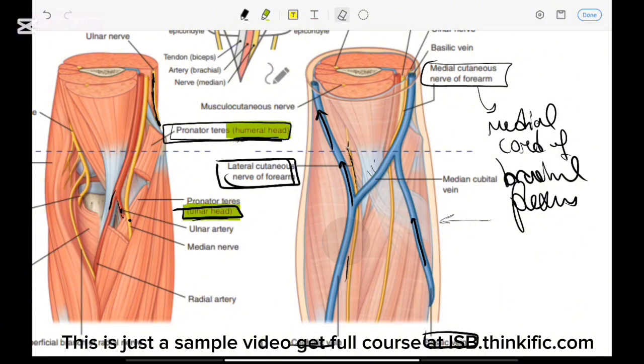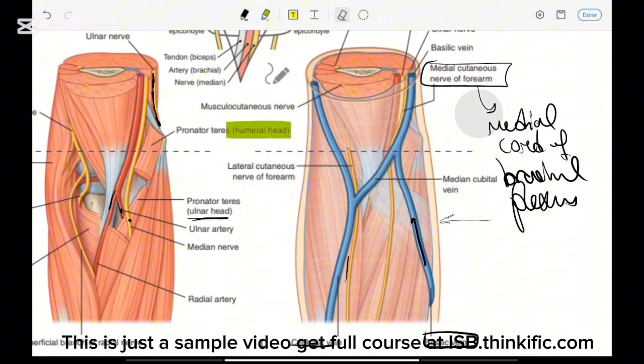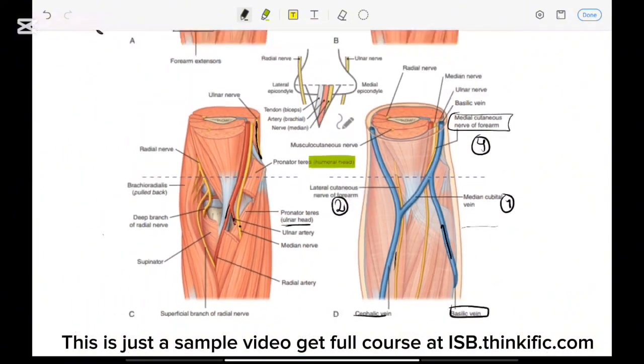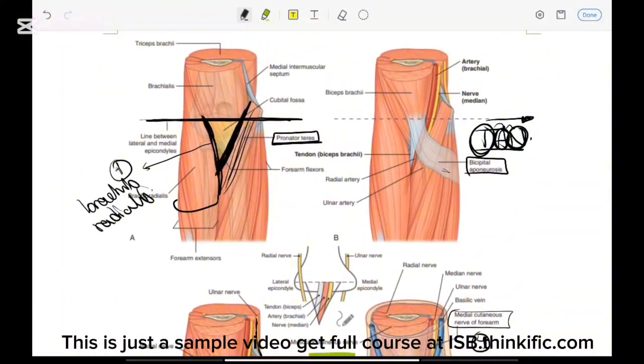Now, both of these structures are at the roof of the cubital fossa. So what are the structures at the roof? Number one, median cubital vein. Number two, lateral cutaneous nerve of the forearm. And number three, medial cutaneous nerve of the forearm. Basically, that's what the cubital fossa is all about, right? I hope it is clear.